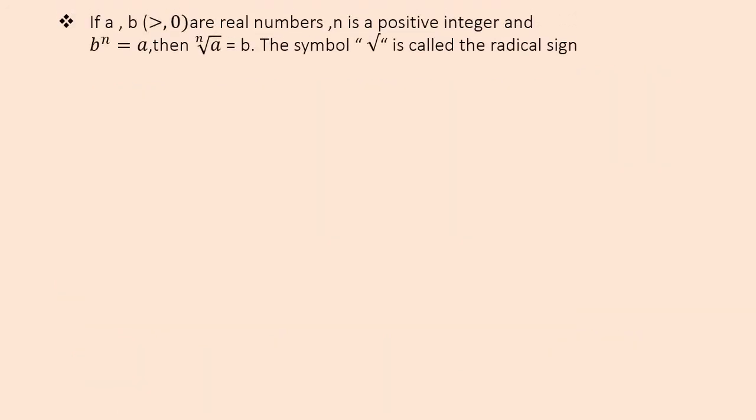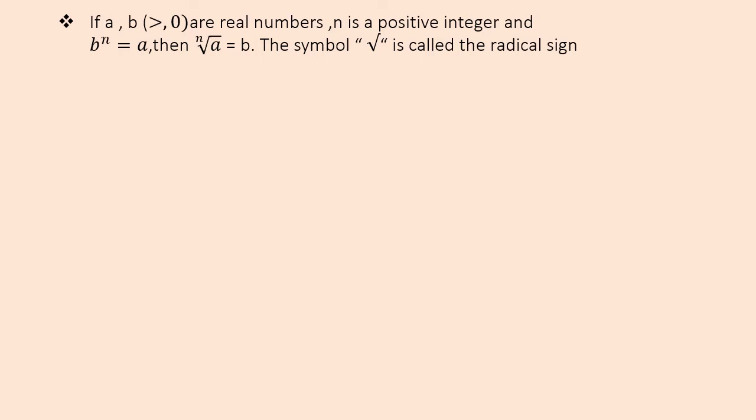If a, b are real numbers greater than 0, n is a positive integer and b raised to n equals a, then the nth root of a equals b. The symbol square root is called the radical sign. And the nth root of a means a raised to 1 upon n. Square root of 5 means 5 raised to 1 upon 2. When you are solving the sums, please keep this in mind.